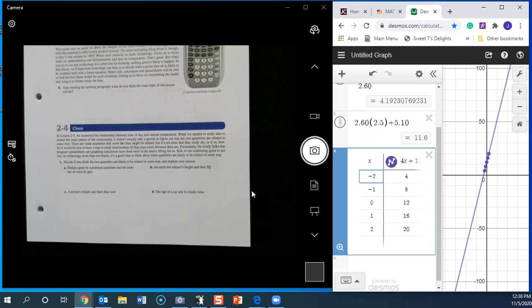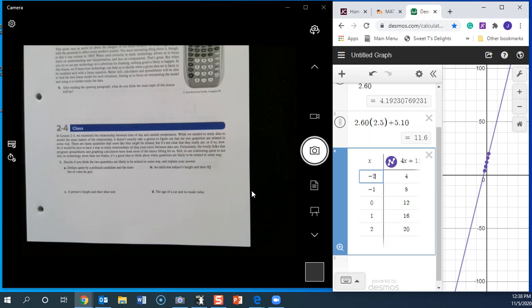There are many quantities that seem like they might be related, but it's not clear that they really are. Or if so, how? So it would be nice to have a way to study relationships, if they even exist, between data sets. Fortunately, the lovely folks that program spreadsheets and graphing calculators have done most of the heavy lifting for us. Still, in our continuing quest to not rely on technology more than our brains, it's a good idea to think about when quantities are likely to be related in some way.